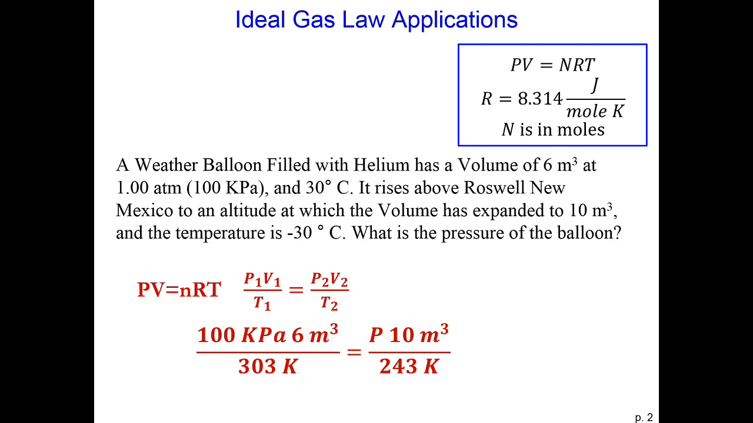Then that is equal to the pressure times 10 meters cubed, and then divide by 243 Kelvin. Now we can solve for pressure, multiplying the left side by 243 and dividing by 10 cubic meters, that gives us a final pressure of 48 kilopascals. So it's basically these sorts of problems. We give you 5 variables, and then you figure out the 6th one.